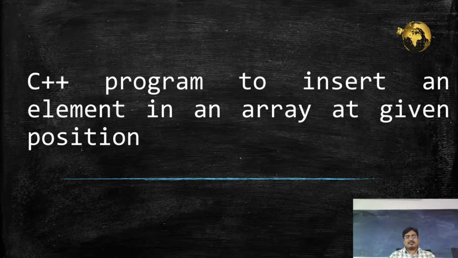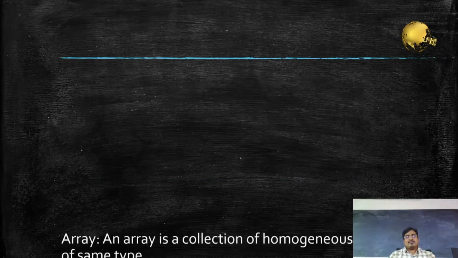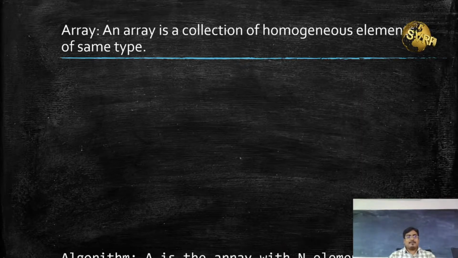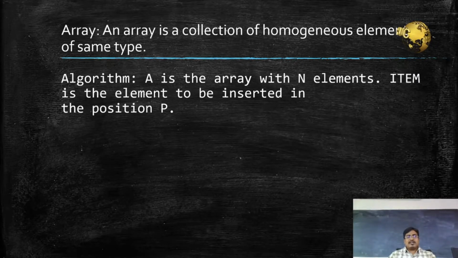So let us see what is an array. We know that an array is a collection of homogeneous elements of the same type. Here type is nothing but a data type or a return type. So let us see the algorithm.